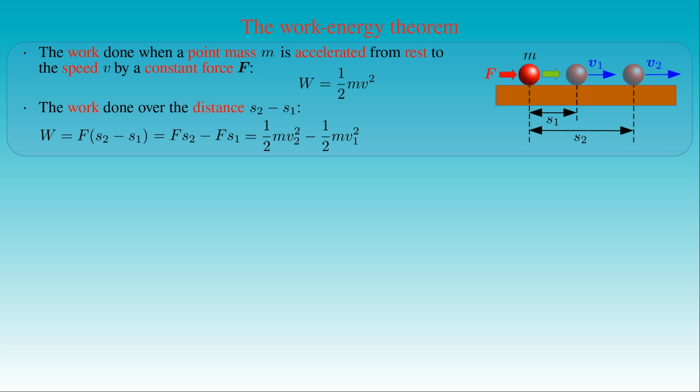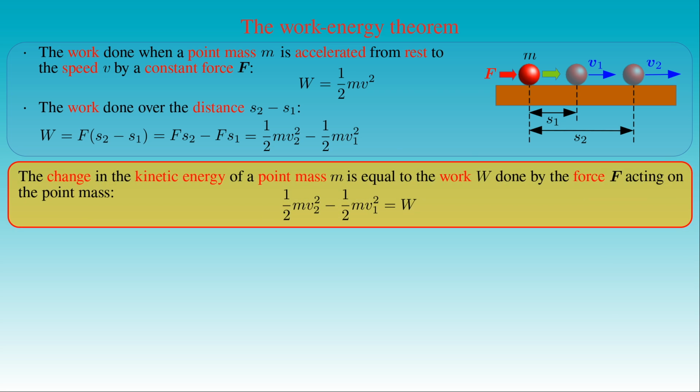Now we can formulate the work-energy theorem as follows. The change in the kinetic energy of a point mass m is equal to the work W done by the force F acting on the point mass, that is 1/2 times the mass m times the square of the velocity v2, minus 1/2 times the mass m times the square of the velocity v1 is equal to the work W. Here the velocities v1 and v2 are the initial and the final velocities of the point mass accelerated by the force F performing the work W.